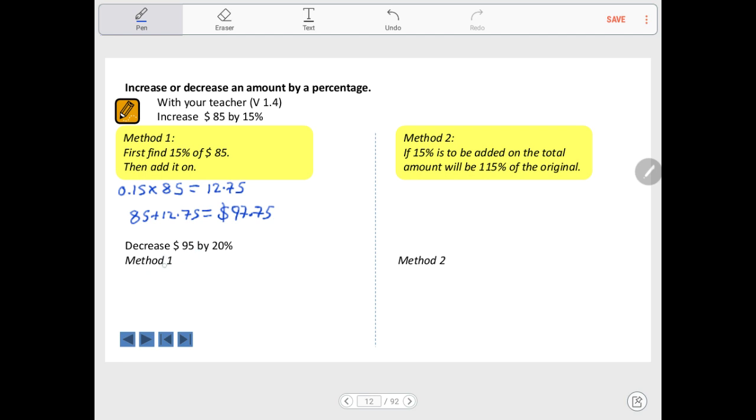Now, the next one where we decrease by an amount is really similar. 20% of 95, but instead of increasing and adding it on, of course, we'll subtract it. So 20% is 0.2 by 95. 20% of 95 is $19. Oh, I wasn't using units before, so I won't use them now. 19. So instead of increasing, we're decreasing, so we subtract it. So 95 minus 19. And that gives us $76.